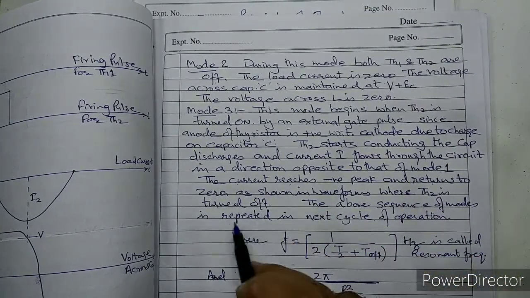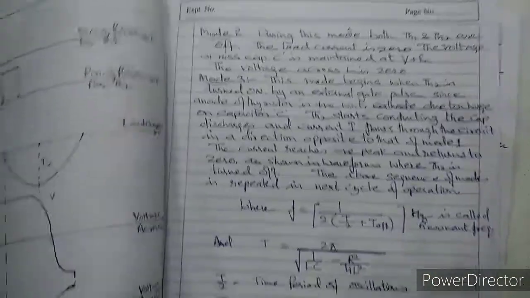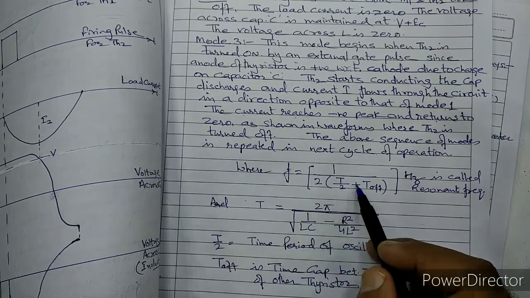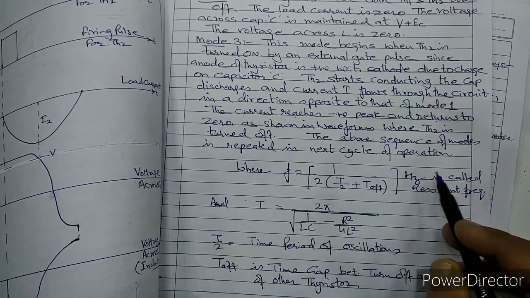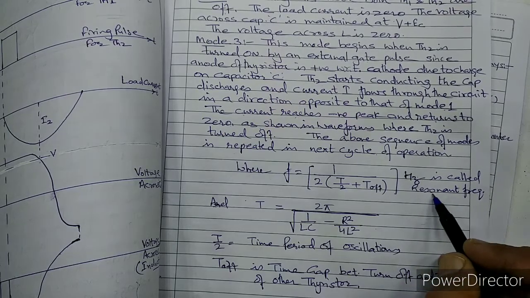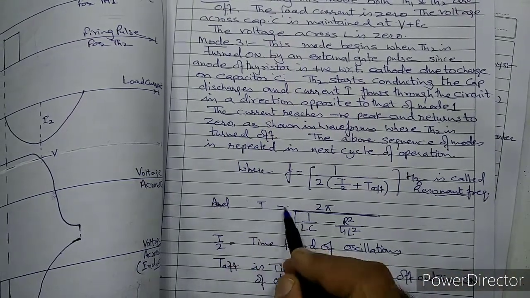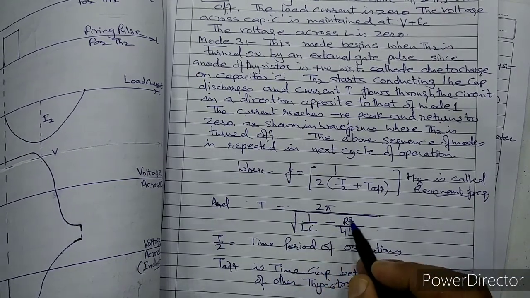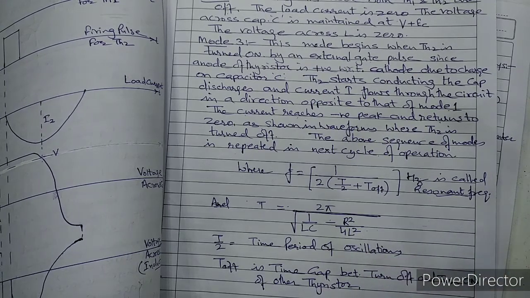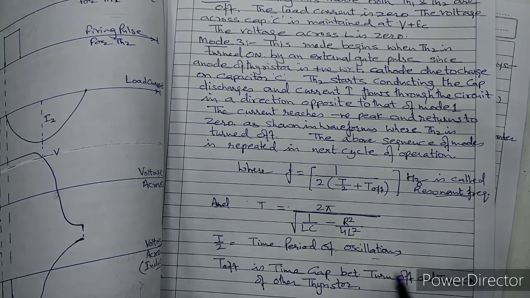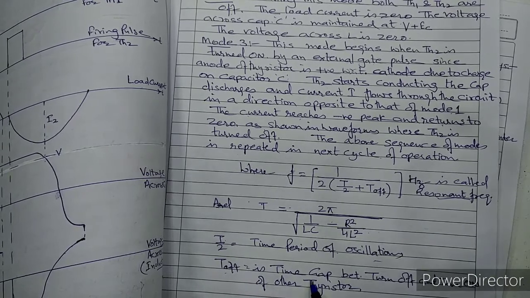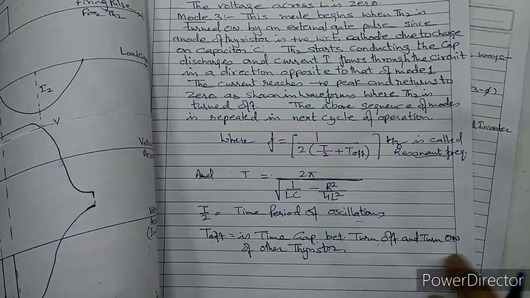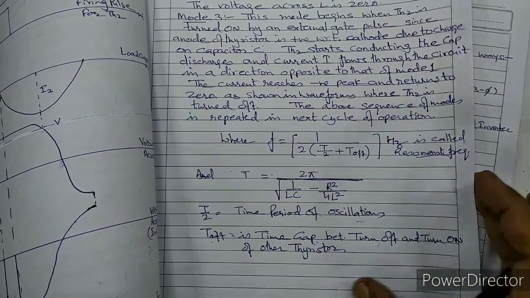The above sequence of modes is repeated in the next cycle of operation, where F is equal to 1 upon 2 into bracket T by 2 plus T off into bracket. This many hertz is called the resonant frequency, and T is equal to 2 pi divided by under root of 1 upon LC minus R square upon 4 L square. Now T by 2 is the time period of oscillations. T off is the time gap between turn off and turn on of the other thyristor.